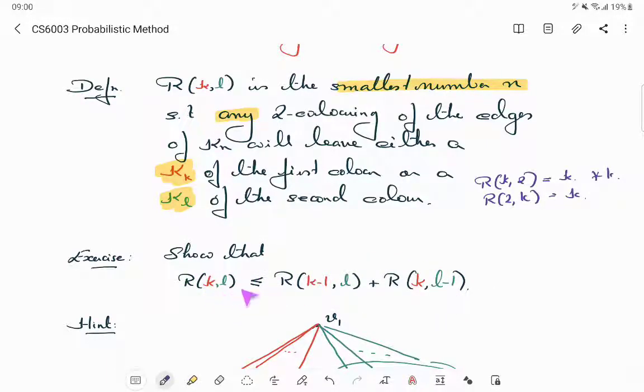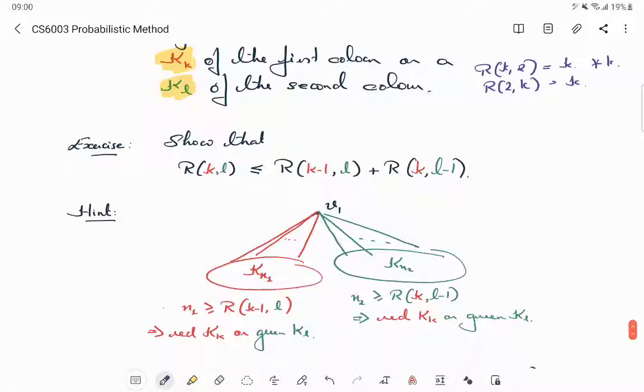We can upper bound R(k,l) by the sum of R(k-1,l) and R(k,l-1). Now this is the idea. In order to show that this is an upper bound here, we have to argue that any graph on n, which is equal to R(k-1,l) plus R(k,l-1) vertices, if you take this as your n and do any two coloring, it will contain either a Kk in red or a Kl in green. The argument is, first you pick the first vertex v1, so there are remaining n minus 1 neighbors to v1.